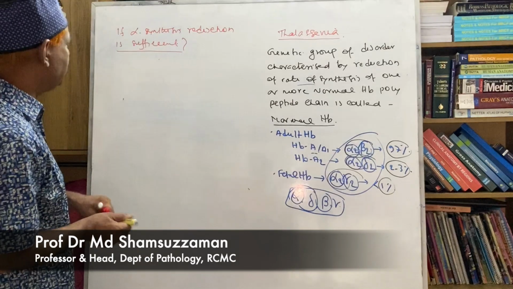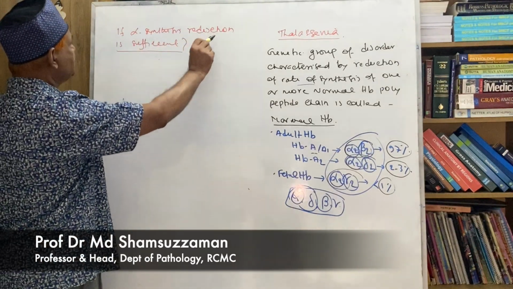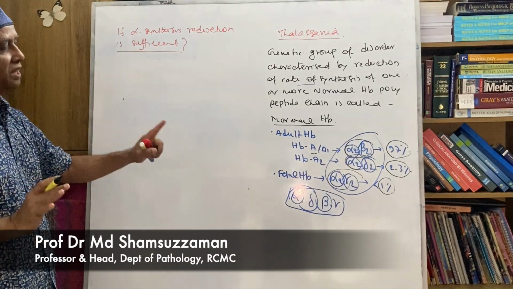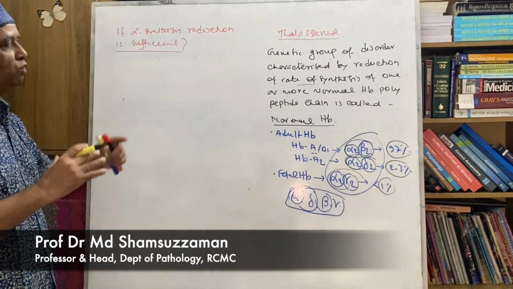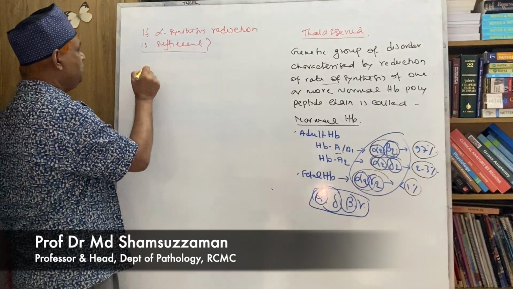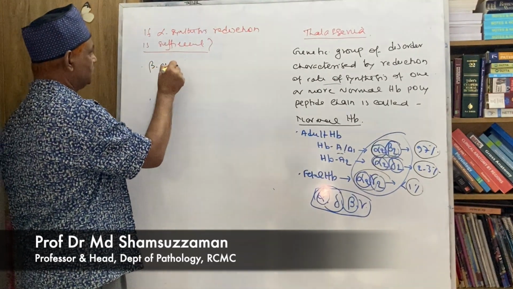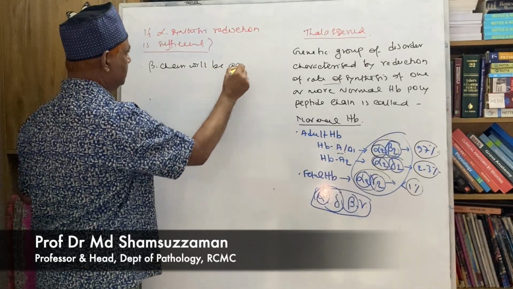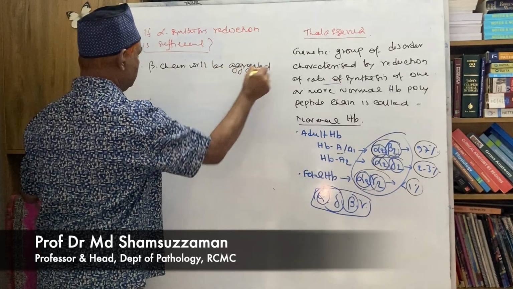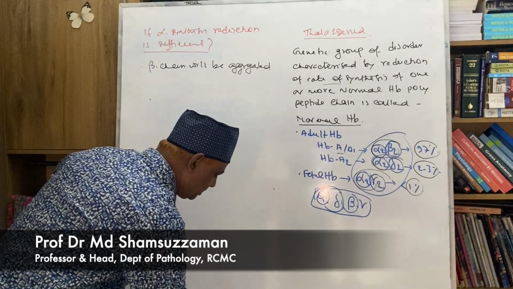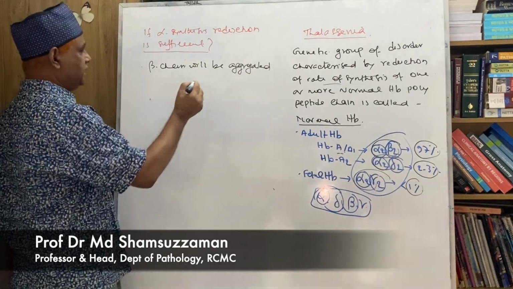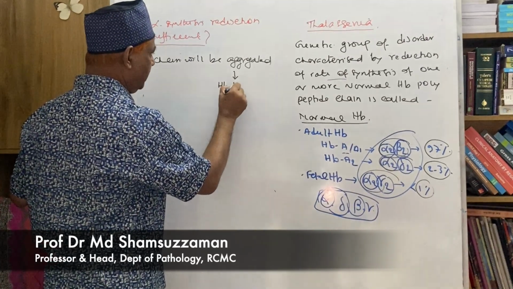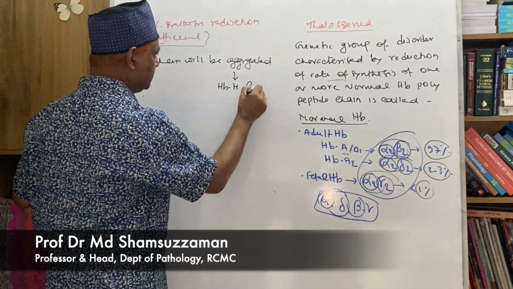In that case, what will happen? As there is sufficient reduction in the synthesis of alpha chain, the beta chain will not get alpha sufficiently, so beta chain will be aggregated. This aggregated beta chain is called hemoglobin H. Hemoglobin H, aggregated.